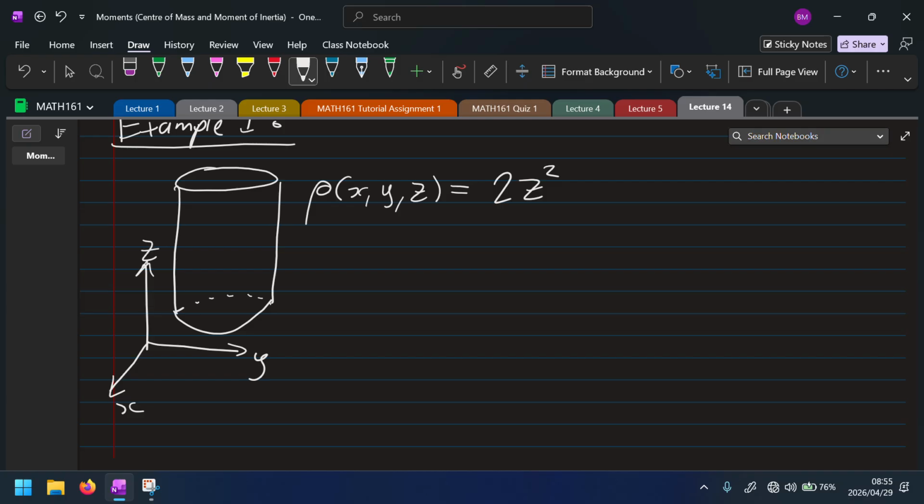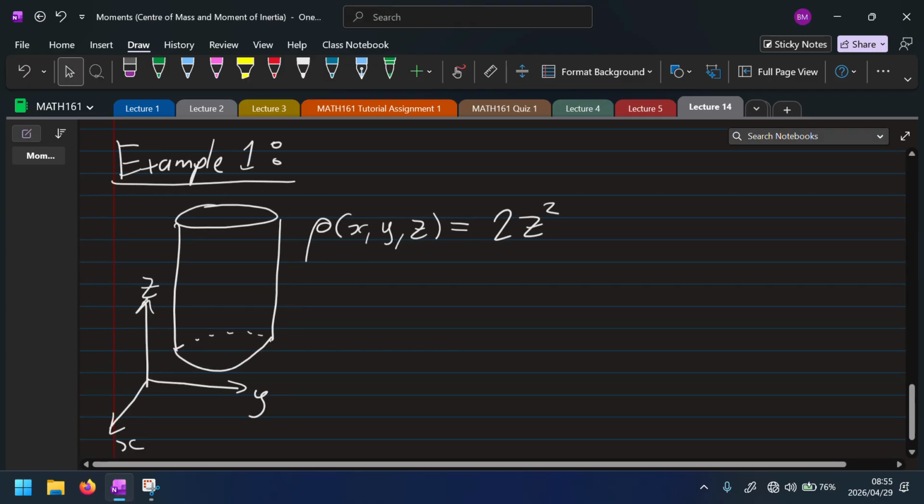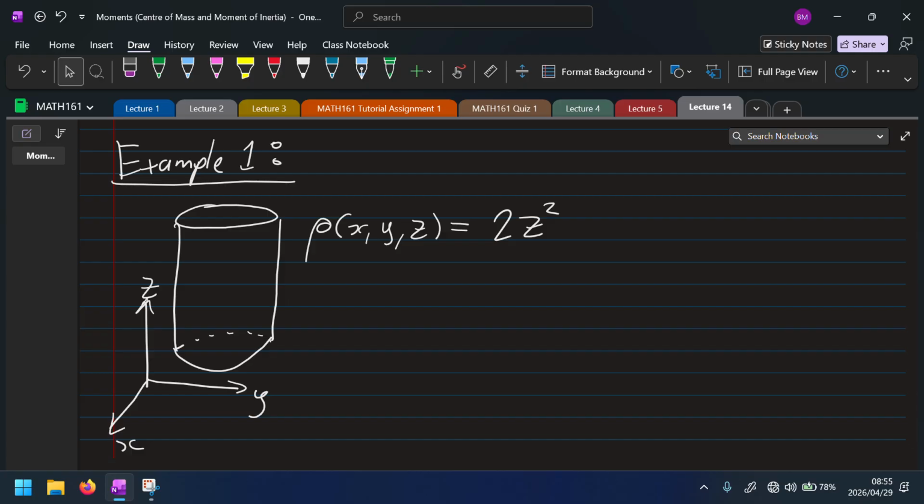Okay. And the density of the cylinder is not uniform. It changes everywhere. But as we move up the cylinder, the density increases. So at the bottom, it's got very low density, very small z, very low density. As you move up the cylinder, it's going to have a very high density. Right? It increases with z. Okay, so that's the density. What we want is the total mass of the cylinder. Okay, what's the mass of this thing?